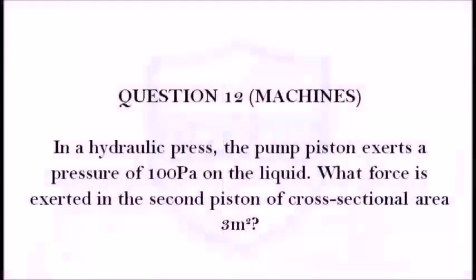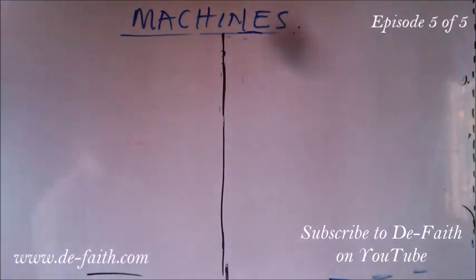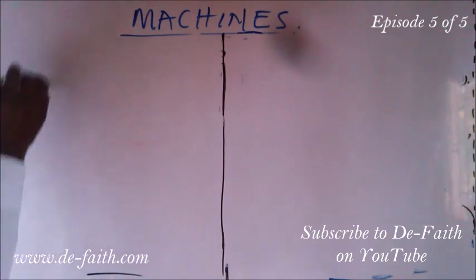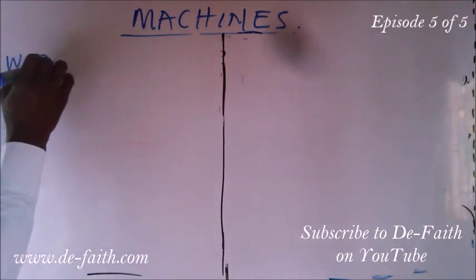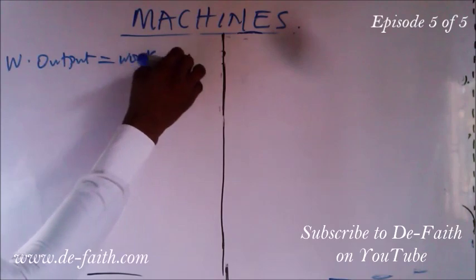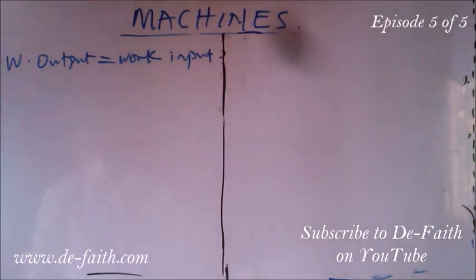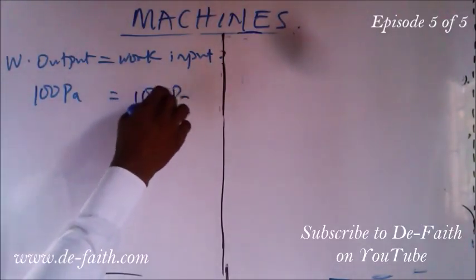Here's the question which says that in a hydraulic press, the pump piston exerts a pressure of 100 Pascal on the liquid. What force is exerted on the second piston of cross-sectional area 3 meters squared? Now in this question, we shall be taking an assumption that there is no friction in this hydraulic press. So with that, it means that the work output will be equal to the work input. Here, the first piston has 100 Pascal. And what is going to be the equivalent in the second piston? Meaning that it will be 100 Pascal as well.